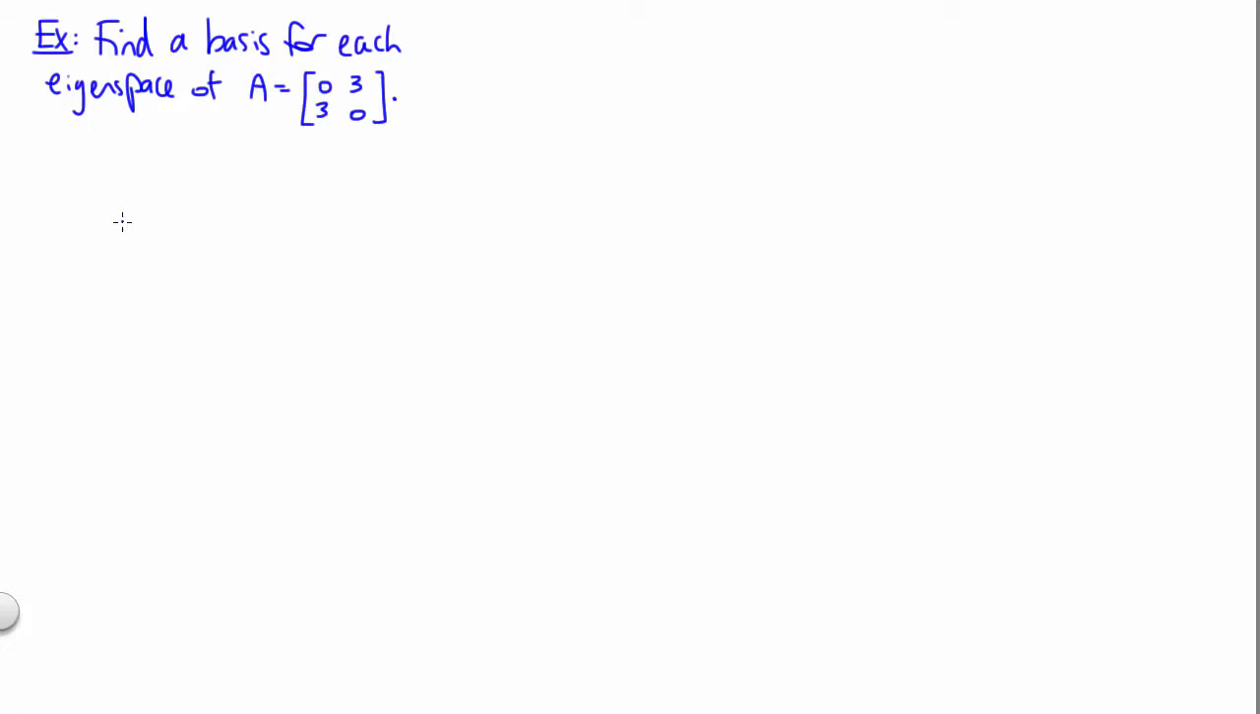In this video, we'll take a look at eigenvalues and eigenvectors. The problem is to find a basis for each eigenspace of the matrix A. Well, the general procedure to find eigenvalues, we'll take the determinant of the matrix A minus lambda I, and we will set that equal to 0.